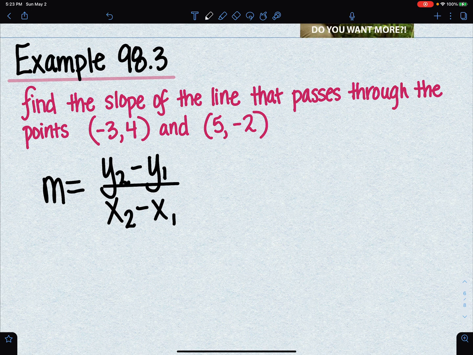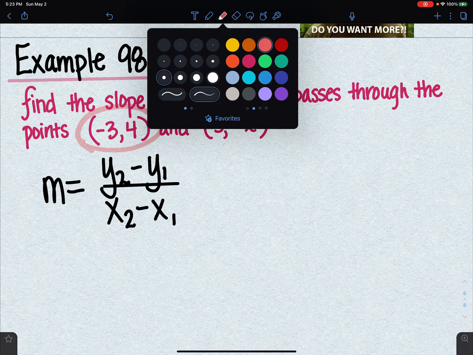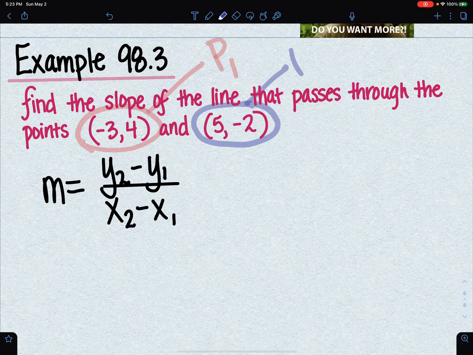Okay, sweet. So let's just say that this is P1, and let's just say that this is P2. The only reason I do that is because you don't want to mix them up with each other. So if we start with y2 minus y1, then we have to pick y2 from here. So it's going to be -2, and we subtract from it y1, which is 4.